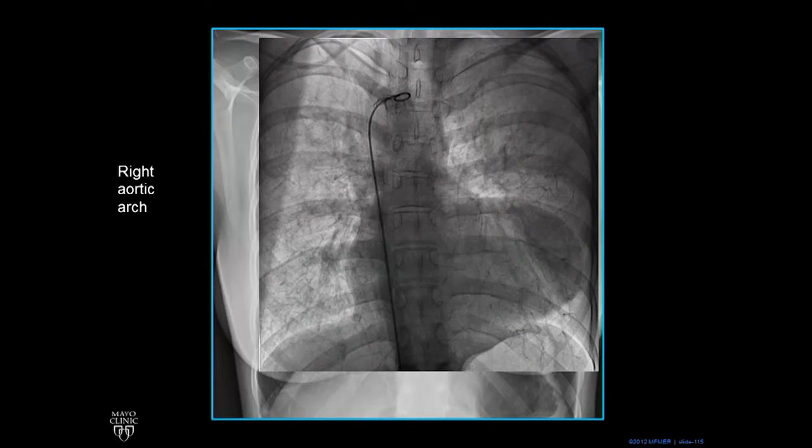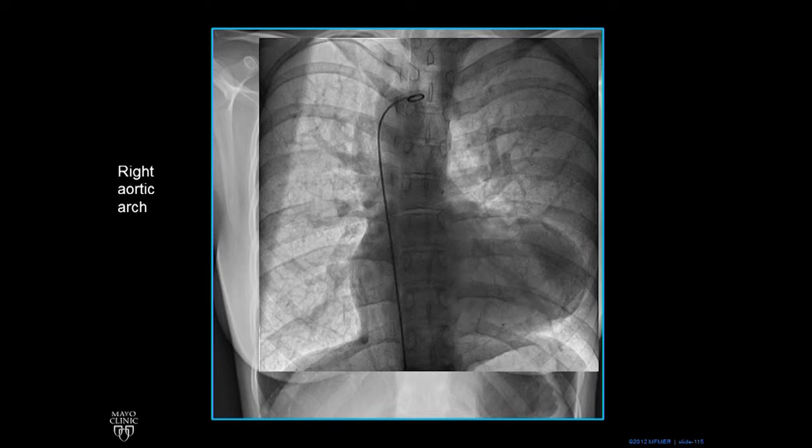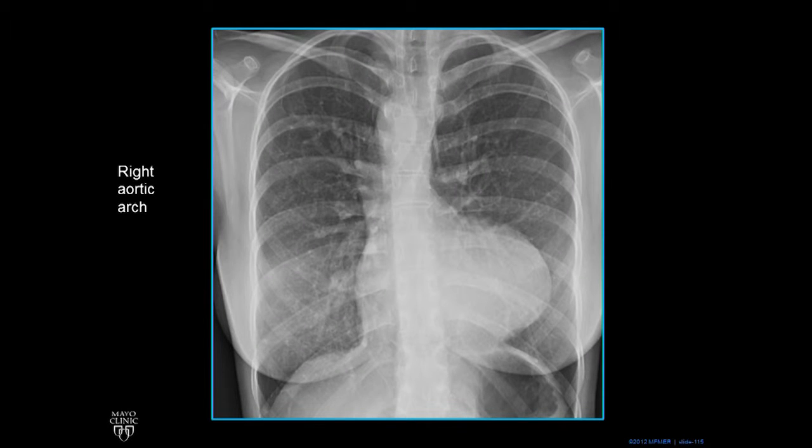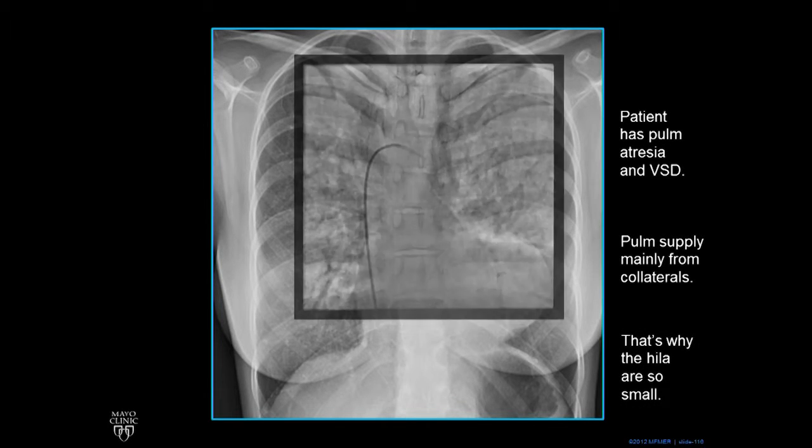You can also see that when we inject the aortic arch, we're starting to get filling into the vessels into the lungs, which is also not normal. This patient had pulmonary atresia and a ventricular septal defect, a VSD. Pulmonary atresia means the right ventricle didn't connect to the pulmonary arteries. The pulmonary arteries were floating. They were getting their supply from collateral vessels and from the aorta. That's why the hila were so small.